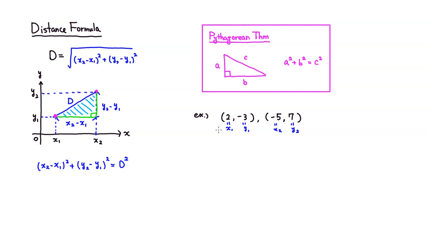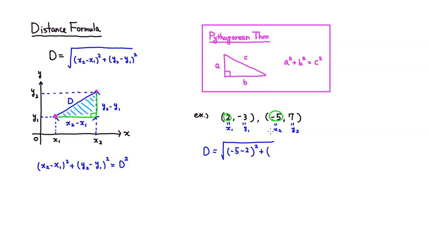In this case, we have the distance d is equal to the square root of x2, which is negative 5, so you have a negative 5 here. Then minus, and x1 is 2, so we put 2 there. Then we're going to square those. Then plus.